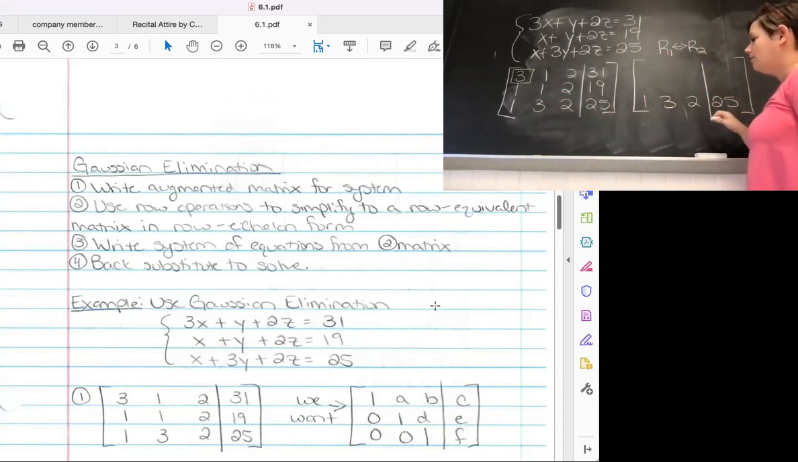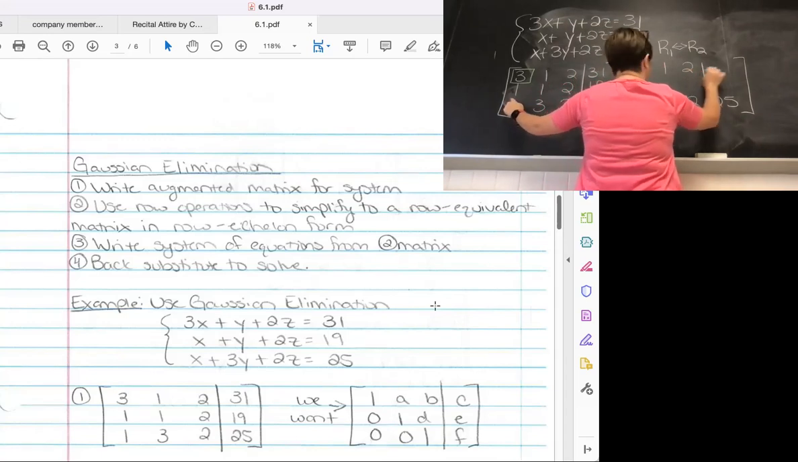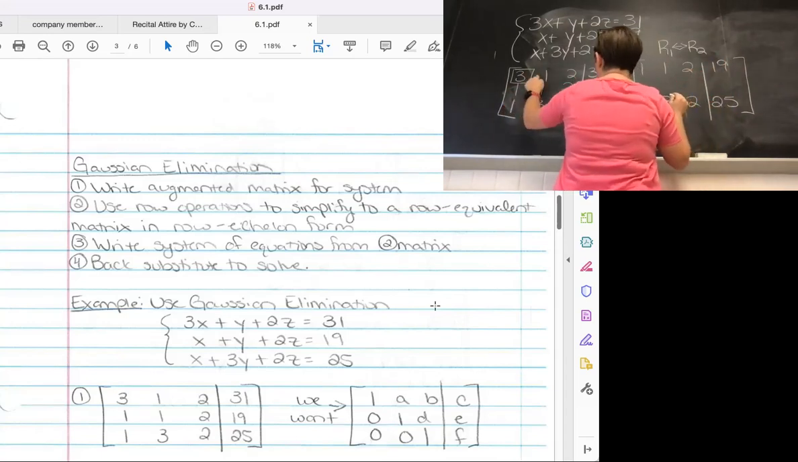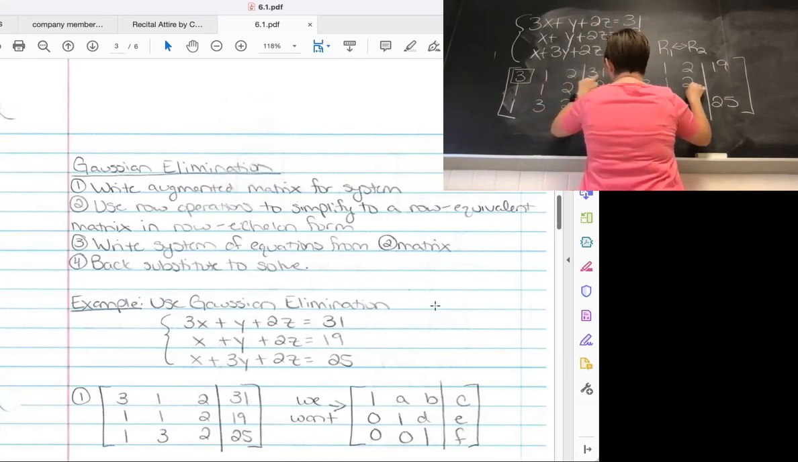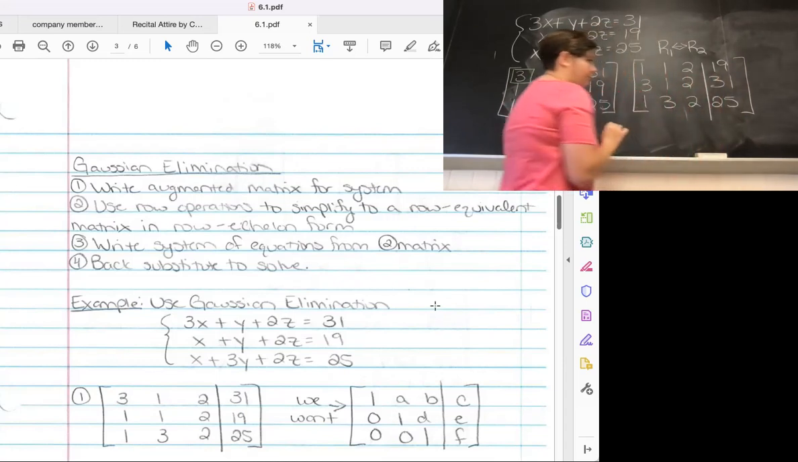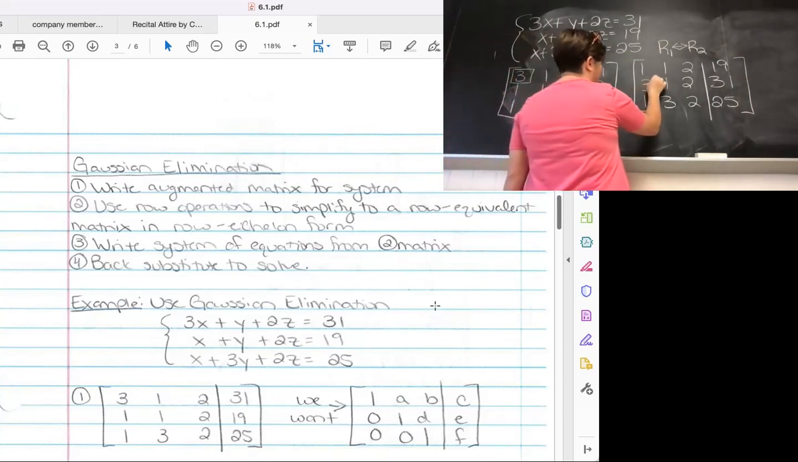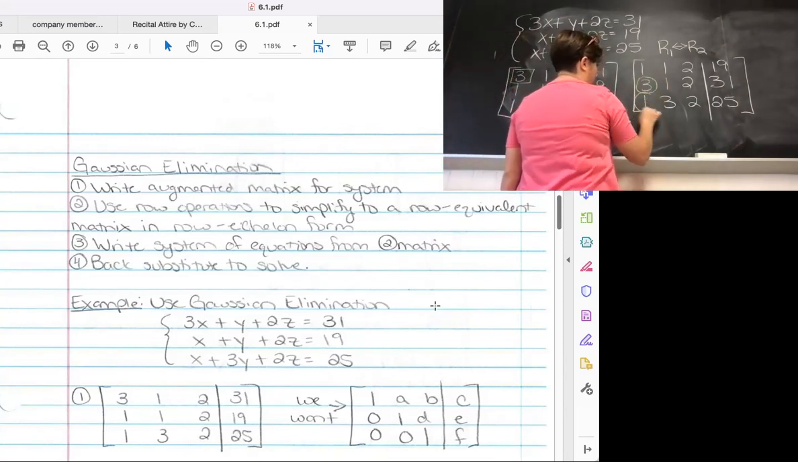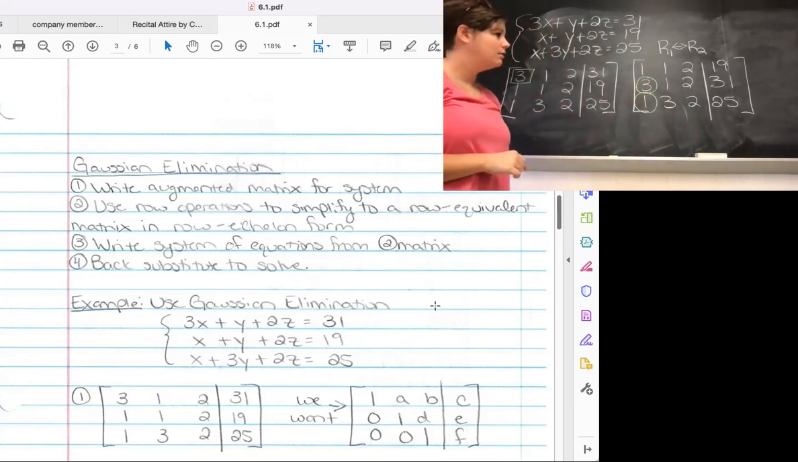So there's row 3. Now I'm flipping rows 1 and 2. So row 2 is going to become my new row 1, and row 1 is going to become my new row 2. So all I did was flip-flop row 1 and row 2. Now I have that 1 in the right spot, but I really want to get zeros underneath that. So here's how you get zeros.